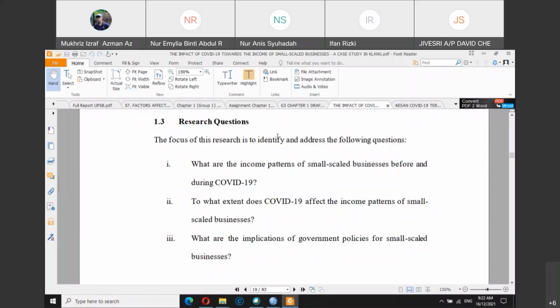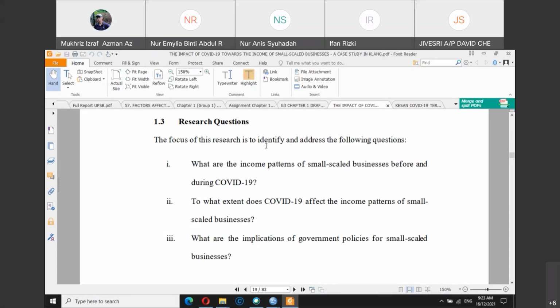The focus of the thesis is to look at the impact of the COVID-19 lockdown, during the lockdown period, on the income of small-scale traders. Small-scale traders means pasar malam or night market traders, hawkers, those who open stores along the roadside. That was the focus of my students when they did the thesis project in semester 7, 3 or 4 semesters ago.